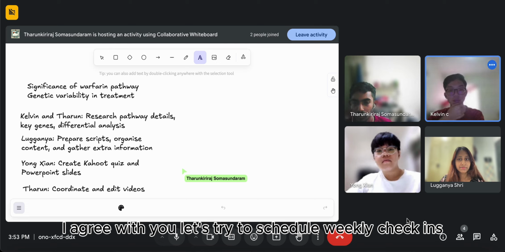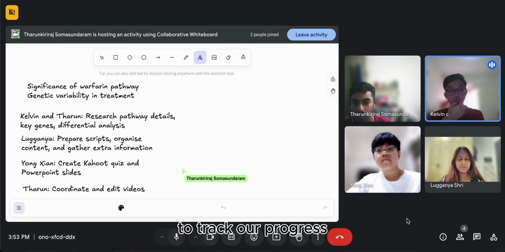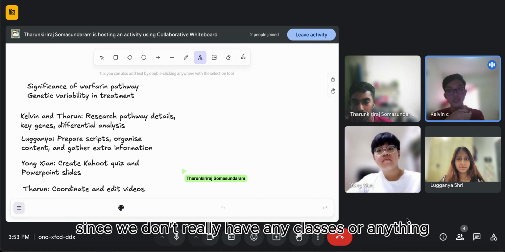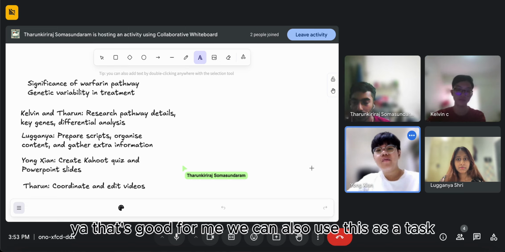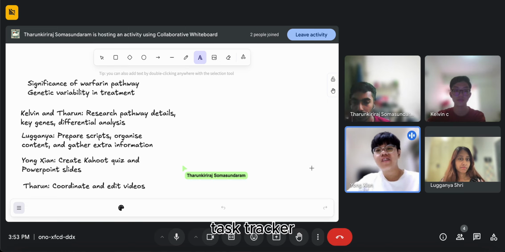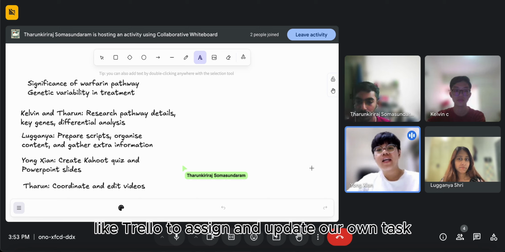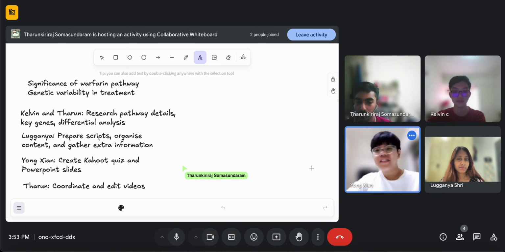I agree with you. Let's try to schedule weekly check-ins to track our progress. Since we don't really have any classes or anything important on Friday, how about we have it on every Friday instead? Yeah, that's good for me. We can also use a task tracker like Trello to assign and update our own tasks.